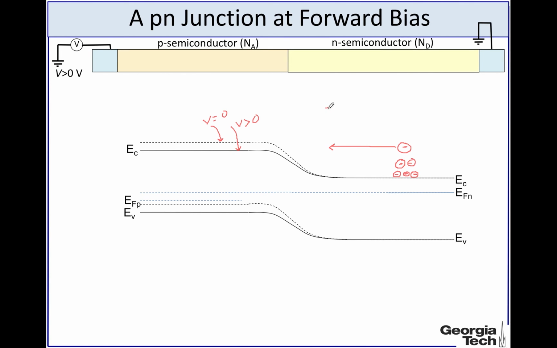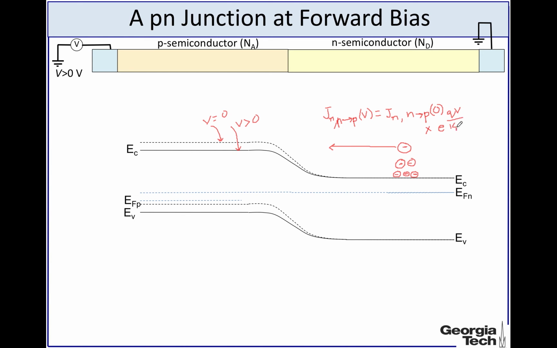So what we can write is that Jn, the electron current going from the n side to the p side at a given voltage, is equal to Jn n to p. Now we say that this is at V equals 0, and this actually increases exponentially.